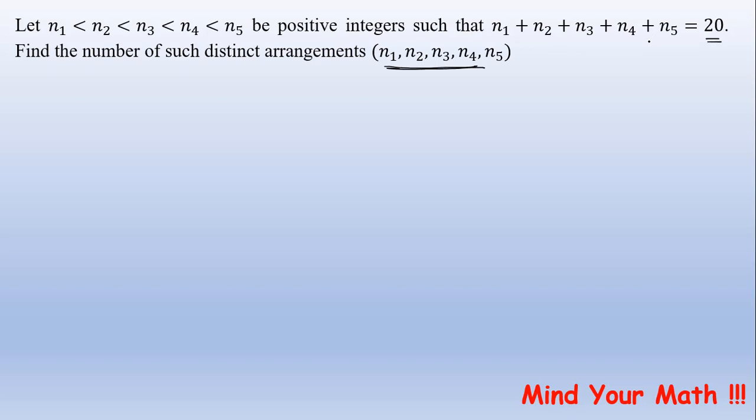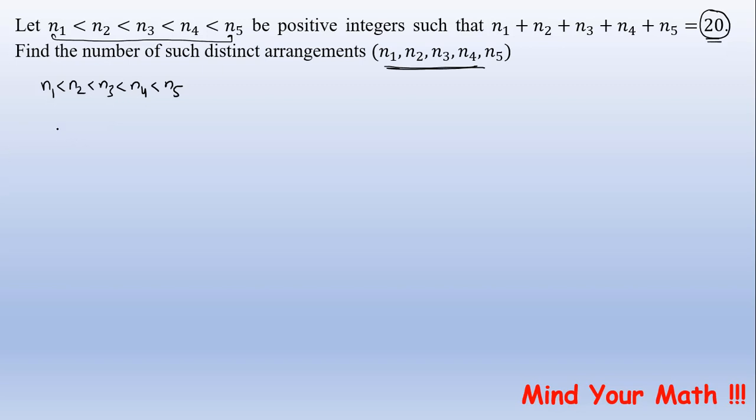But if you think a little bit about the problem, we have n1, n2, n3, n4, n5 in ascending order. So can we reduce this equation to a smaller value? For this, let's write: given n1, n2, n3, n4, n5 are in increasing order.